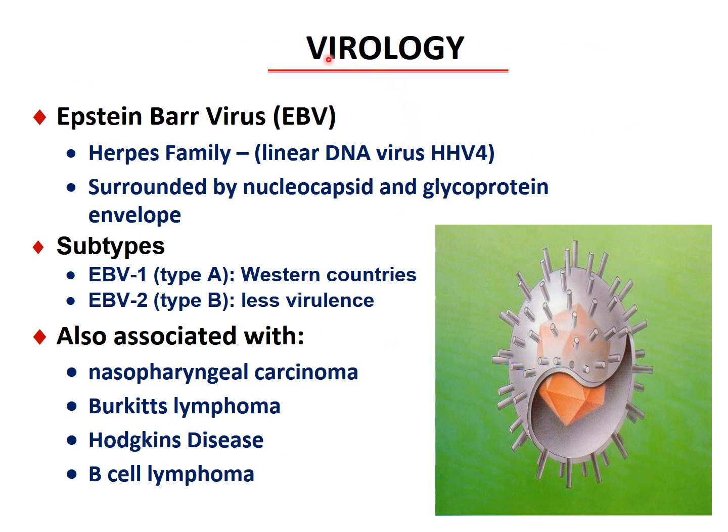Now, about virology, you will learn in more detail in microbiology, but this is a DNA virus, a linear DNA virus. It belongs to the herpesvirus type 4, and has a capsid and glycoprotein envelope. They have 2 subtypes. We have type A, which is very common, especially in Western countries, and type B, which usually causes a less virulent infection. Usually a silent infection is caused by this other type.